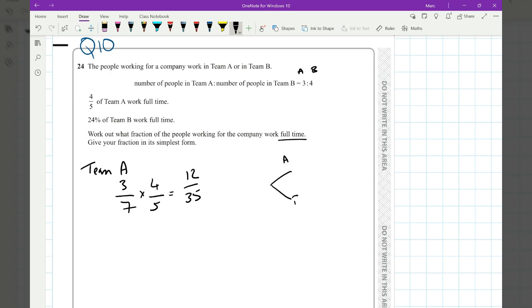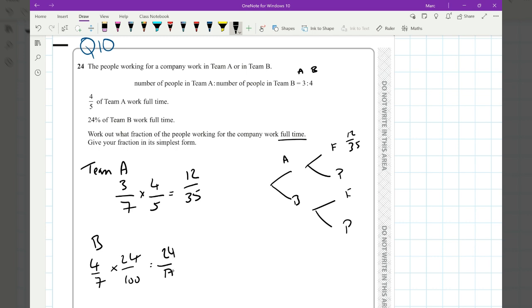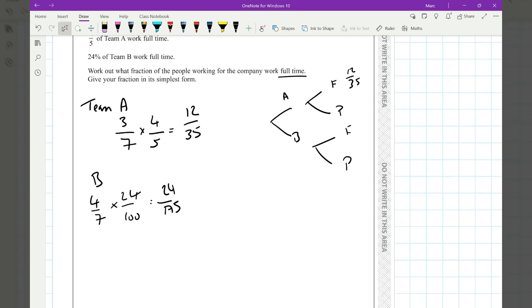So team A, team B, and then it's full, part-time, full, part-time. So we've just worked out the fraction of people that are full-time here, 12 out of 35. Next bit for team B is we've got 4 out of 7 times by 24 over 100, and I'm going to keep that in fractions because I want to have that consistency throughout. And that's 24 over 175, and then we add them together.